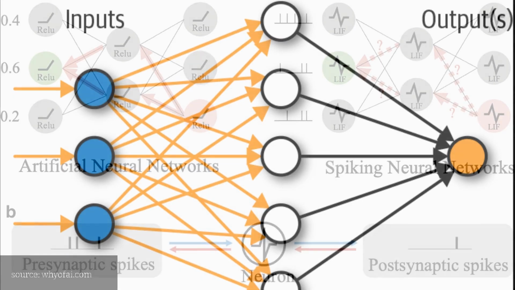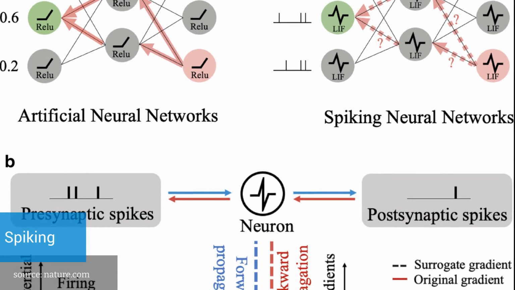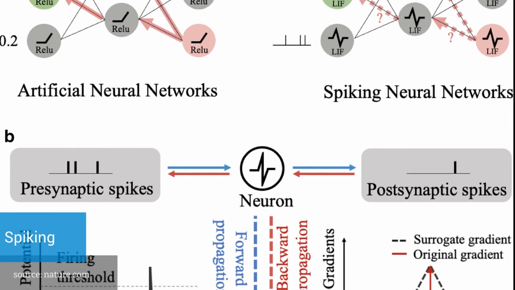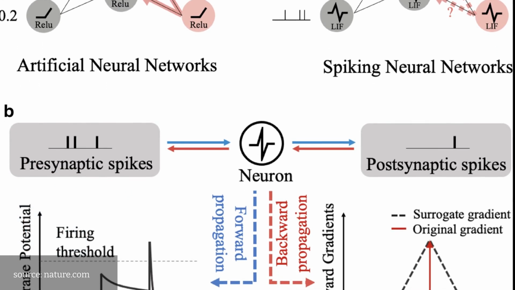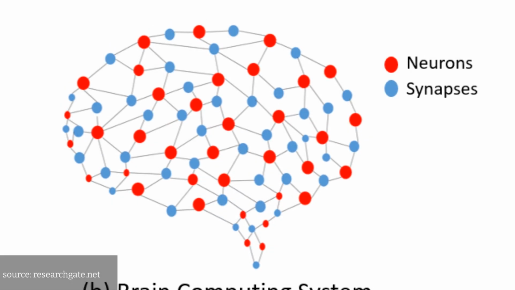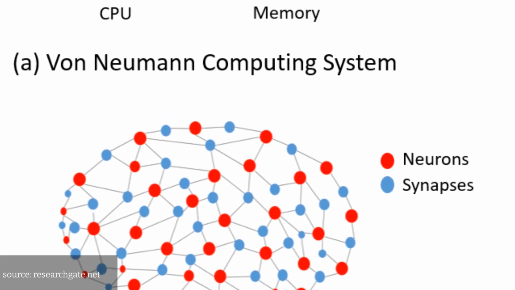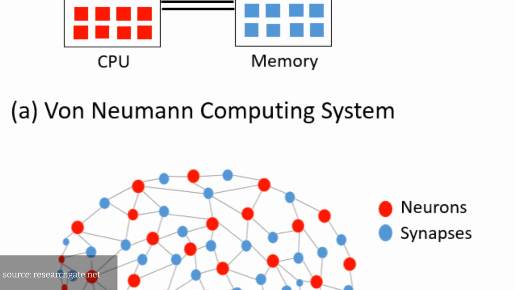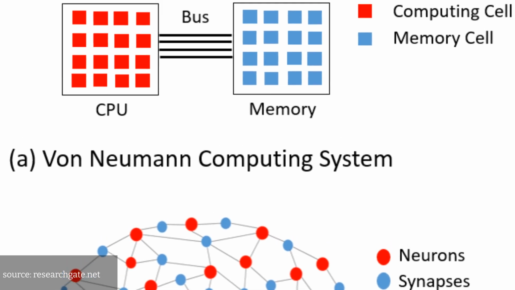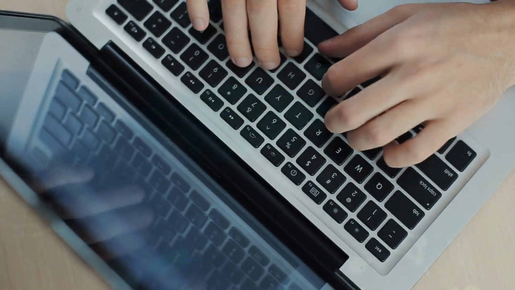Neuromorphic computers also use a technique called spiking, which involves sending information in the form of electrical pulses that simulate the firing of neurons in the brain. By using these techniques, neuromorphic computers can process and analyze large amounts of data in a highly parallel and efficient manner, allowing them to perform tasks that traditional computers cannot.